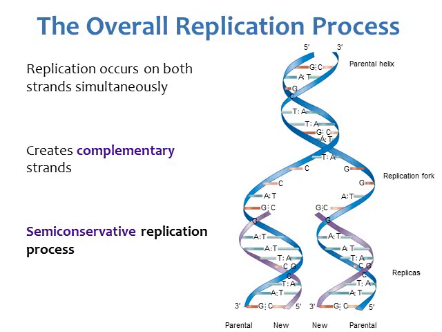So this overall replication process, replication occurs simultaneously on both strands of your double helix. And it's going to create complementary strands.